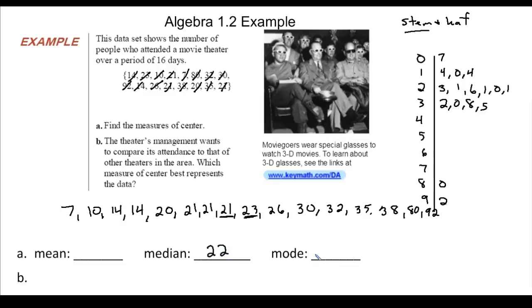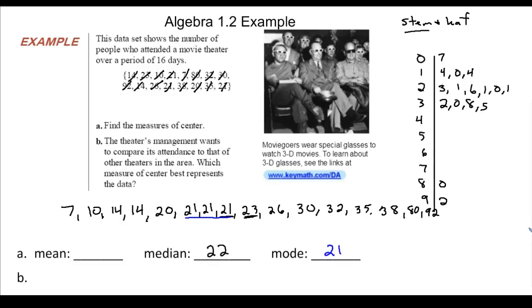Alright, next let's do the mode, because that's also pretty easy. I've got 21, 21, 21. I've got 3 21s. Let's just do this in blue. I've got 3 21s right here. Okay, I've got 2 14s, and the rest only once. So that means 21 is the mode because it occurs 3 times.